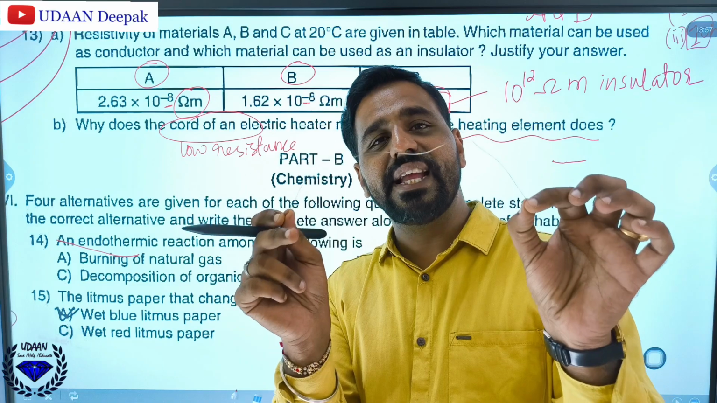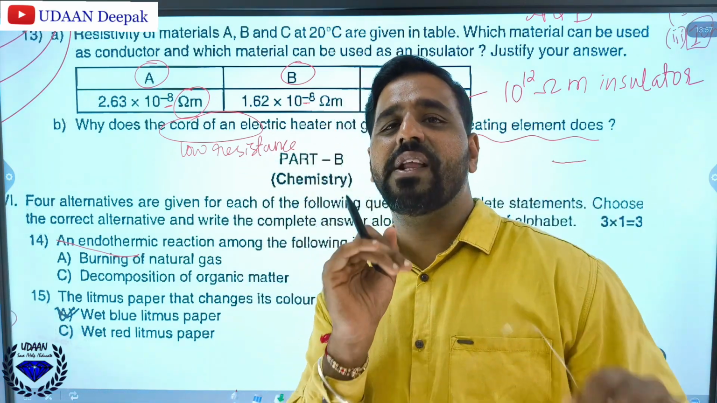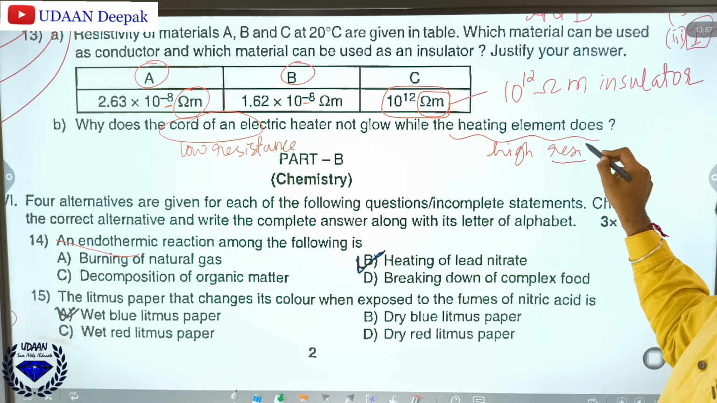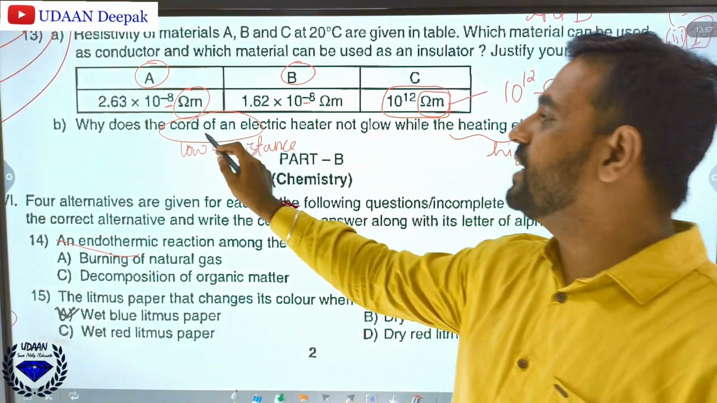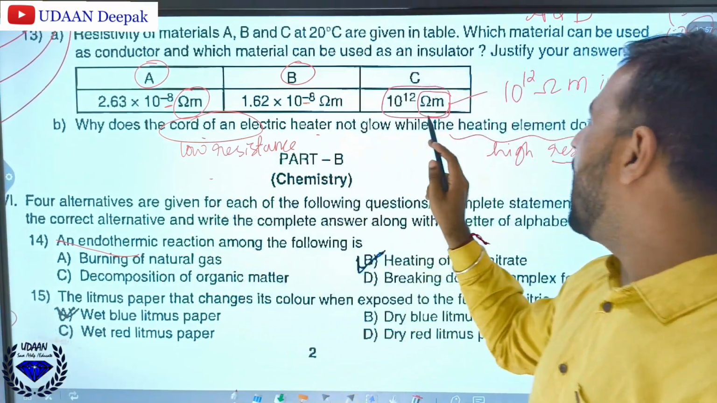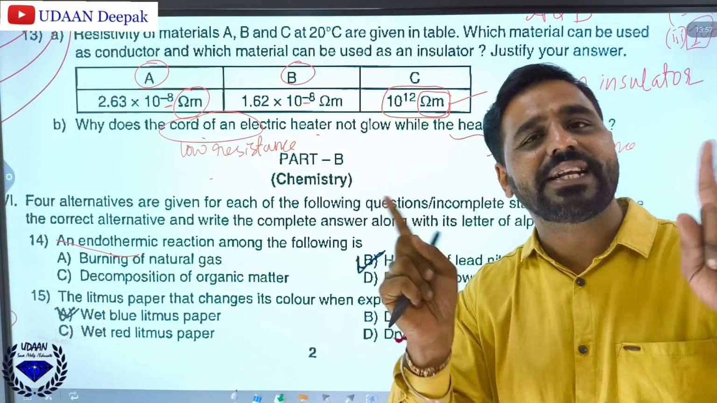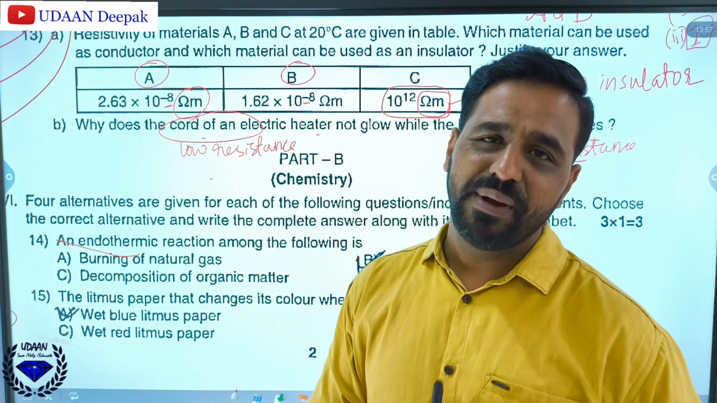You remember that this heating element, when you connect electricity, the wire will glow because the heating element is made up of high resistance. So the answer is: since the cord of electric heater is made up of low resistance and the heating element is made up of high resistance, therefore the cord of electric heater will not glow, but the heating element will glow.